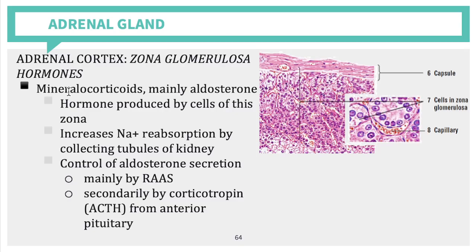So your zona glomerulosa will produce your mineralocorticoids, mainly your aldosterone. So the hormone produced by the cells of this zona. What is the function of your aldosterone? Simple. It increases sodium reabsorption by the collecting tubules of the kidney. Aldosterone secretion is controlled mainly by RAAS, or secondarily by your corticotropin from your anterior pituitary.